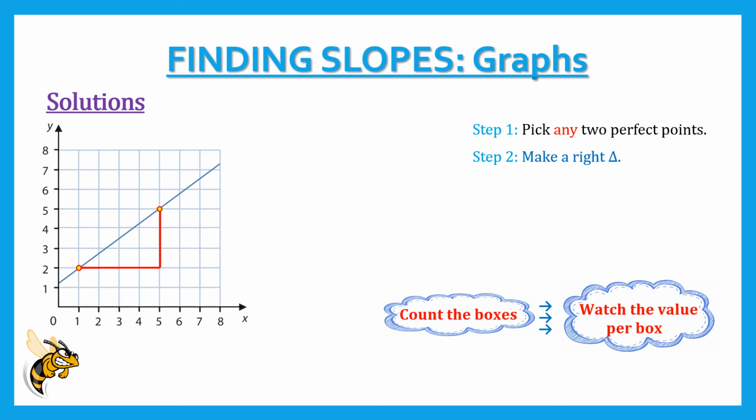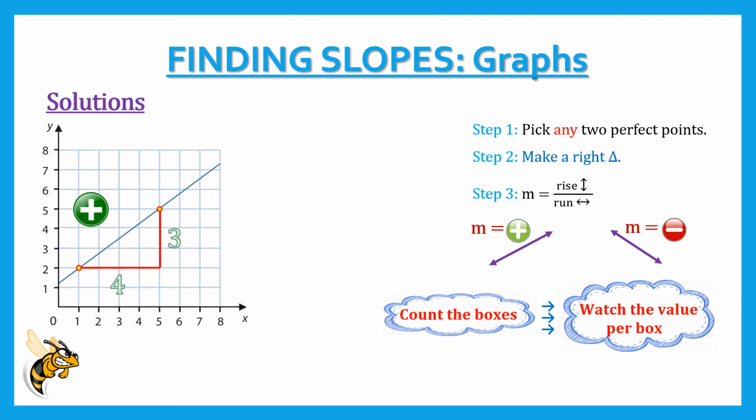So in this case, each box is going up by 1, and each box is going up by 1 on the y-axis as well. So therefore there are 3 boxes, so the rise is 3. On the bottom there are 4 boxes, so the run is 4. And remember, if the line is going up to the right from the left, it's positive. If it's going down to the right, it's negative. In this case, we have a positive slope. So m is therefore equal to 3 over 4.